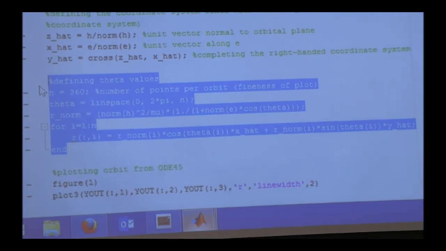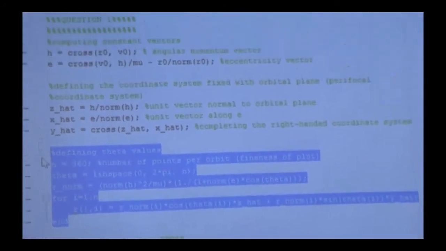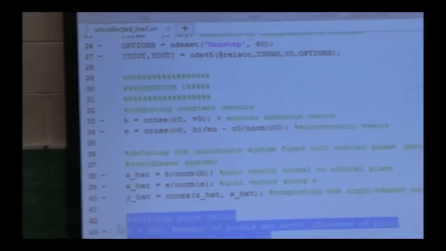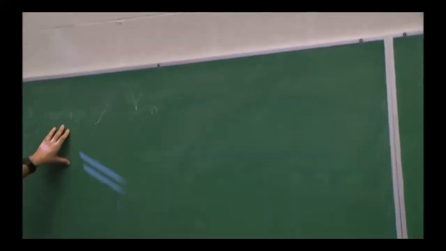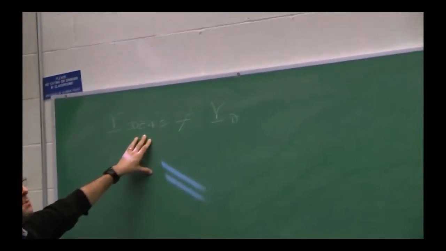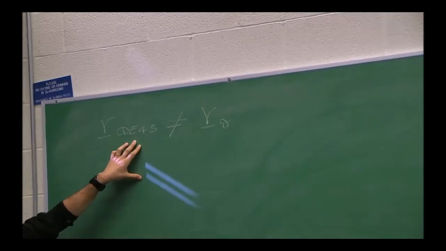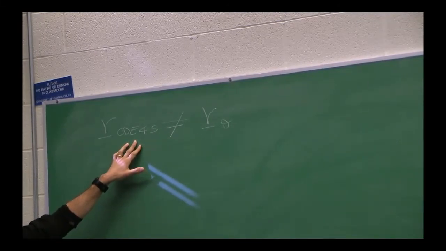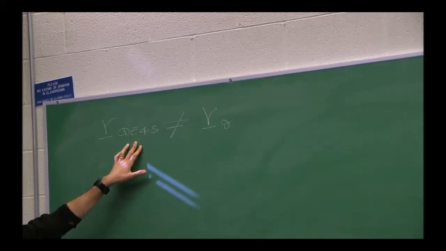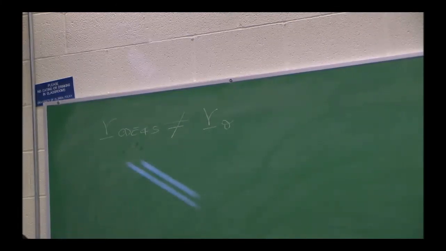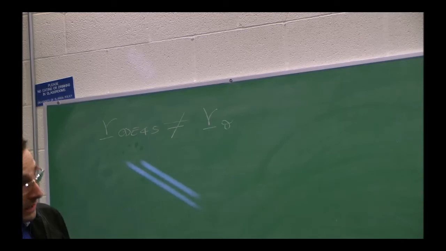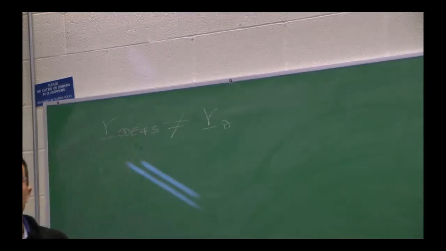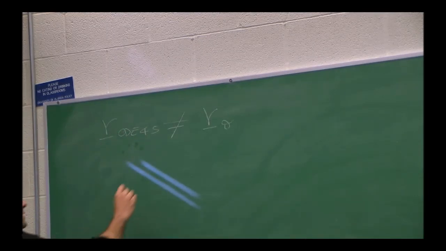ODE45 is integrating in time and is creating that T out vector right there on top. I can decide where I want the outputs to be given at which times. But even if I tell ODE45, okay, give me position and velocity every 10 seconds, you can do that. There is an option to do that. So it will output position and velocity every 10 seconds. I have no idea how that time relates to theta for now. I don't know this.